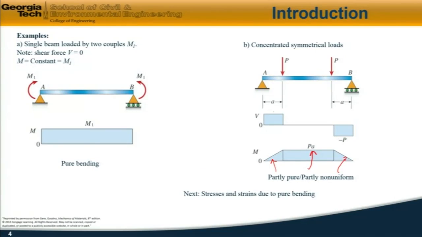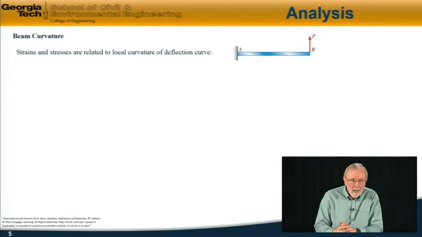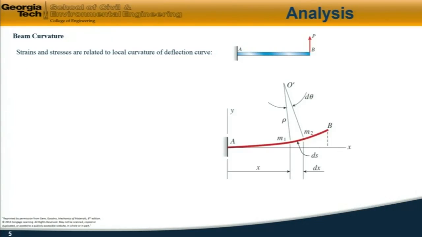Next, we're going to look at the stresses and strains that result from pure bending. So firstly, beam curvature. The stresses and strains are related to the local curvature of the beam. If I draw that beam much exaggerated, the curvature of the beam might look something like this. And what I'm going to do is consider two points, M1 and M2, on the beam, and consider their deflections.